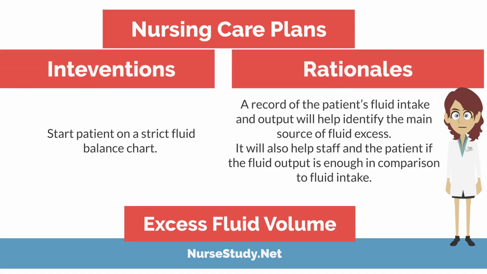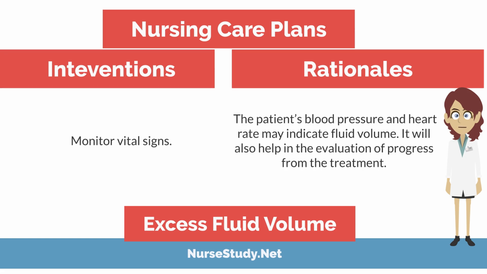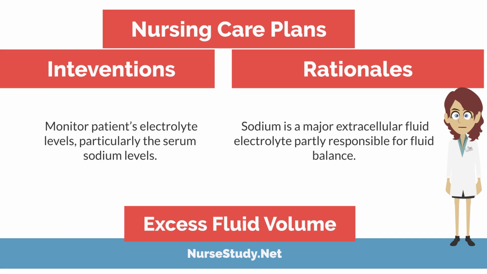Intervention. Start the patient on a strict fluid balance chart. Rationale. A record of the patient's fluid intake and output will help identify the main source of excess fluid. It will also help staff and patient see if the fluid output is enough in comparison to the fluid intake. Intervention. Monitor vital signs. Rationale. The patient's blood pressure and heart rate may indicate fluid volume. It will also help in the evaluation of progress of the actual treatment.